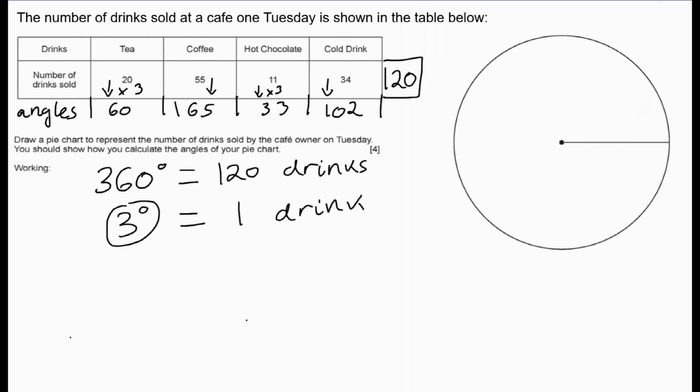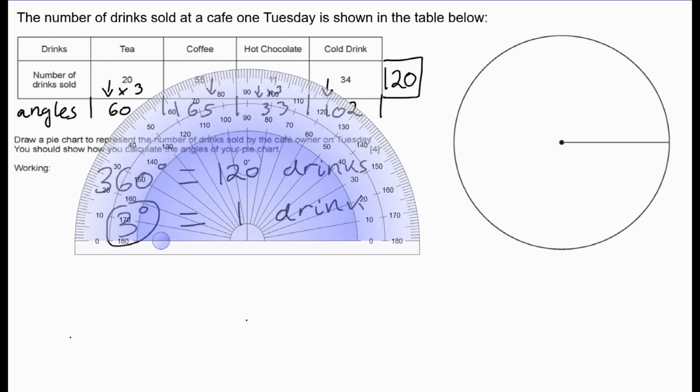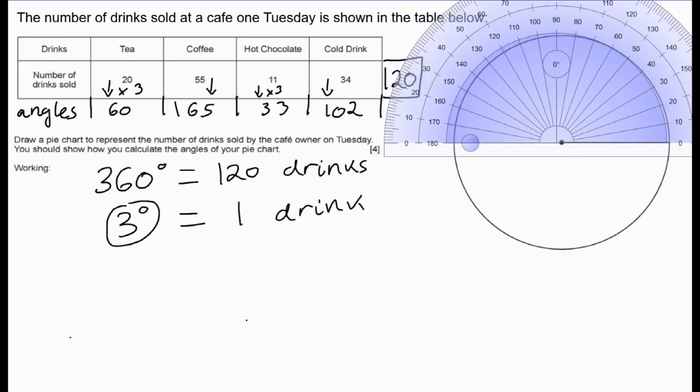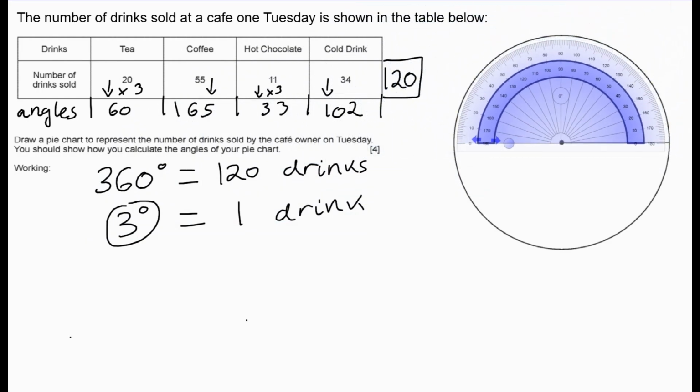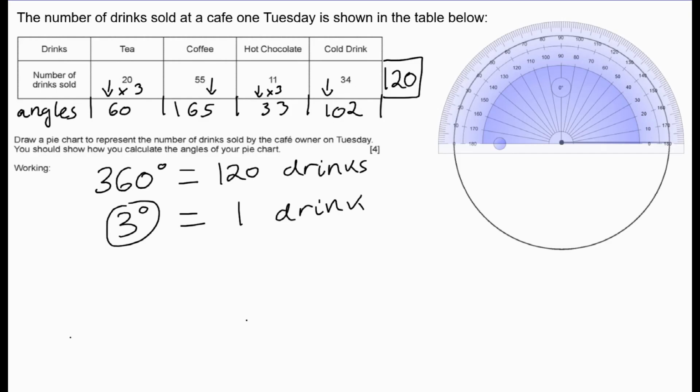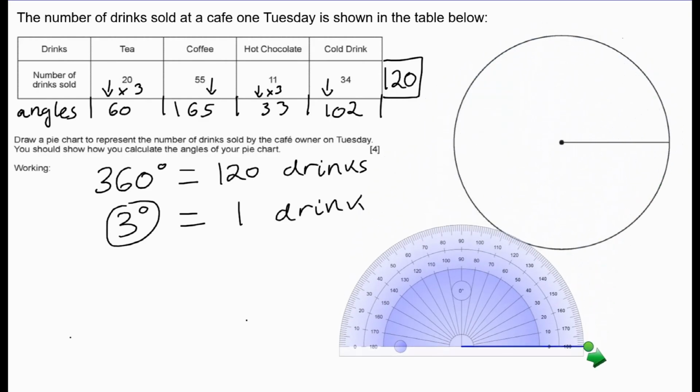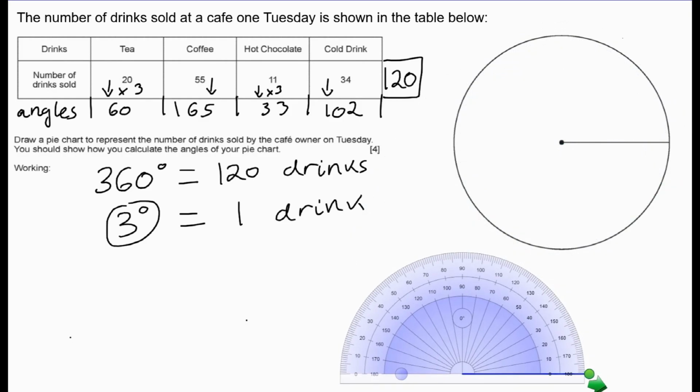And I'm now going to draw the pie chart using a protractor. Here's my protractor, and I basically need to draw each angle for each type of drink. So if I start with tea, we've got 60 degrees for tea. So what I'm going to do is measure 60 degrees above the line. So I'm going to go anti-clockwise. That's on the inside of the protractor, so I'm going to stay on the inside, make a little mark at 60 degrees here, and I'm then going to draw a straight line using a ruler from the center of the pie chart to my point.